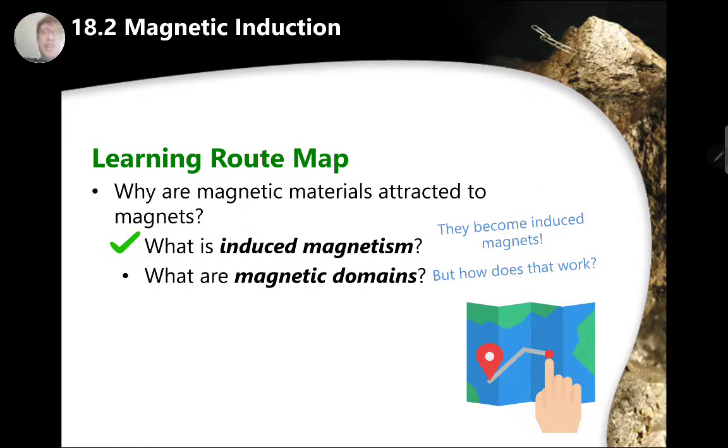Okay, welcome back to the final video of lesson 1. We're going to ask ourselves, what are magnetic domains? If we were talking about why magnetic materials are attracted to magnets, we discovered that these magnetic materials actually become magnets themselves when they are brought near a magnet. We call that magnetic induction. But how does that work exactly? That's what we're going to discover when we ask ourselves what are magnetic domains.